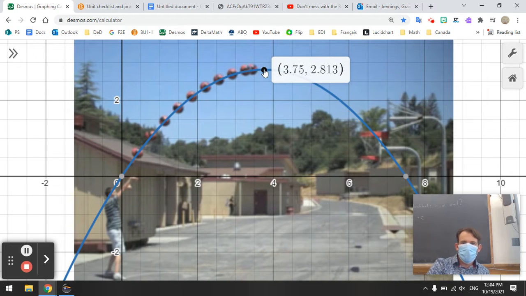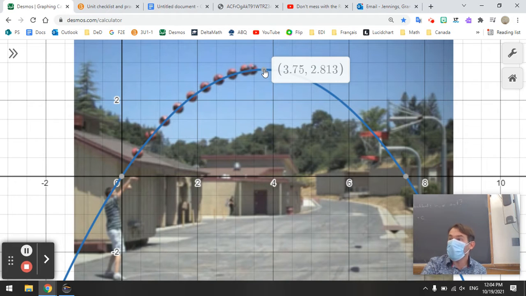But they're at about 3.75, 2.813. Okay, that's the vertex. And we would call that points H and K. H would be 3.75 and K would be 2.8. All right? We're going to use those letters H and K later on, so you kind of want to have them in the back of your mind. But the main thing is to see that's the maximum value of the parabola. That's the highest it ever gets.